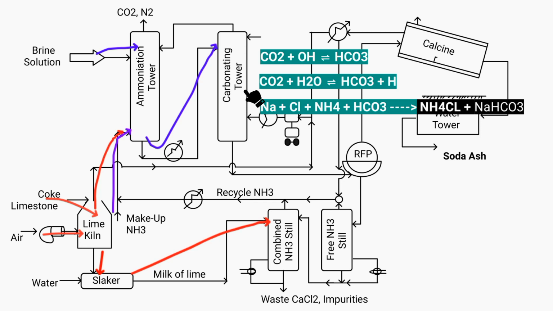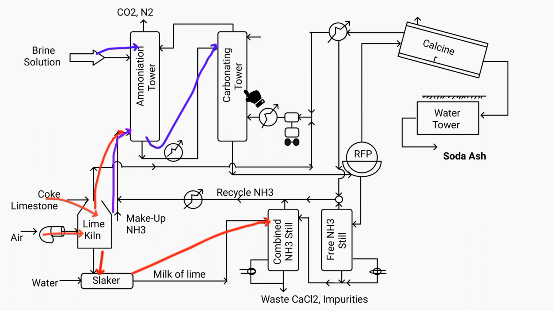The cooling water is supplied to the process from the top section, and any unreacted carbon dioxide gas is released from the top section as well. Ammonium chloride and sodium bicarbonate, in the form of a slurry mixture, are discharged from the bottom section of the tower and transferred to the rotary filter press. The sodium bicarbonate precipitate present in the slurry mixture is separated from the ammonium chloride using a rotary filter. This process allows us to obtain solid sodium bicarbonate, which is then sent to the calciner.